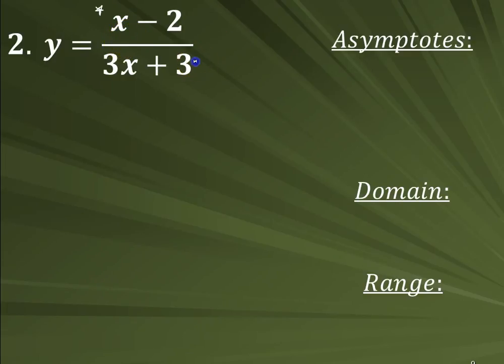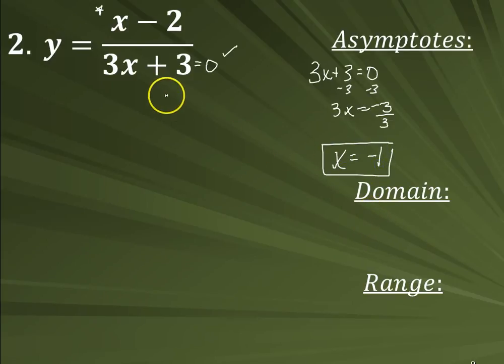Now, remember your x asymptote is still the same. It's where the bottom equals 0. So my x asymptote is where 3x plus 3 equals 0. We'll solve that out. We get 3x equals negative 3. Therefore, what's my x asymptote? x equals negative 1.